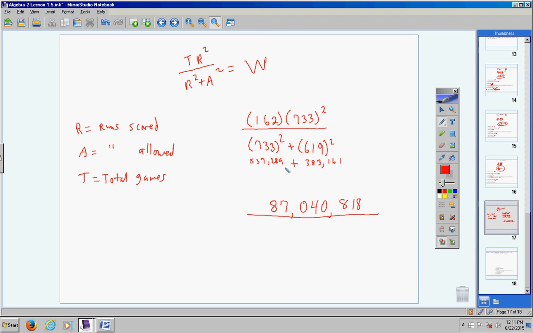Now add those two numbers together, and what you'll come up with is 920,450. Now with your calculator, take the top number, divide it by the bottom number, and you should get 94.56, which rounds to 95. So the approximate games they should have won is 95. Okay, so there we go.